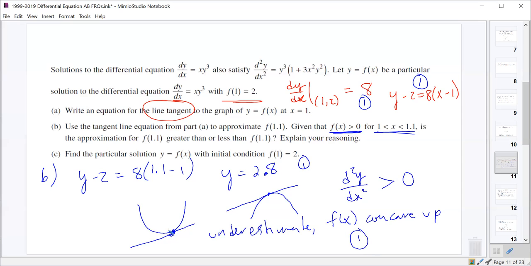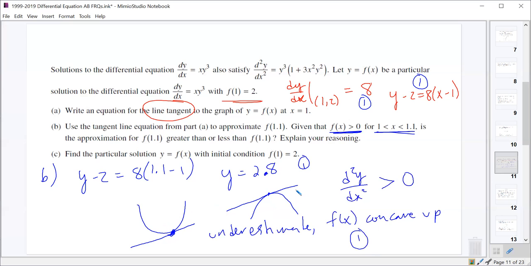Okay. So remember that the concavity is what affects whether it's an under or an overestimate for a tangent line. If it's a secant line, the concavity also affects it, right? Secant line, if it's concave up, is an overestimate, and if it's a secant line and concave down, that's an underestimate. But they're asking tangent lines here.